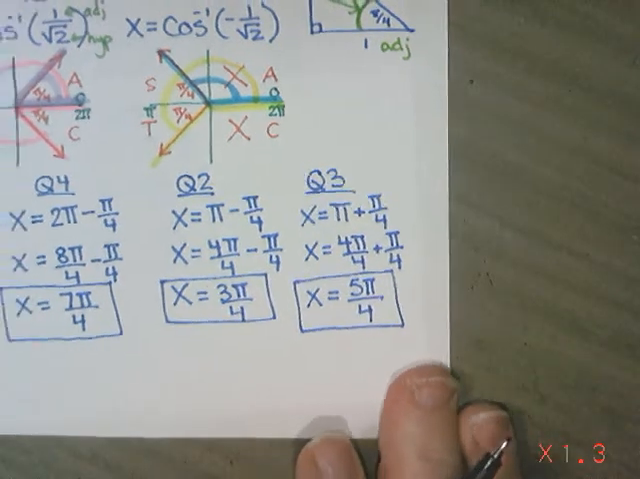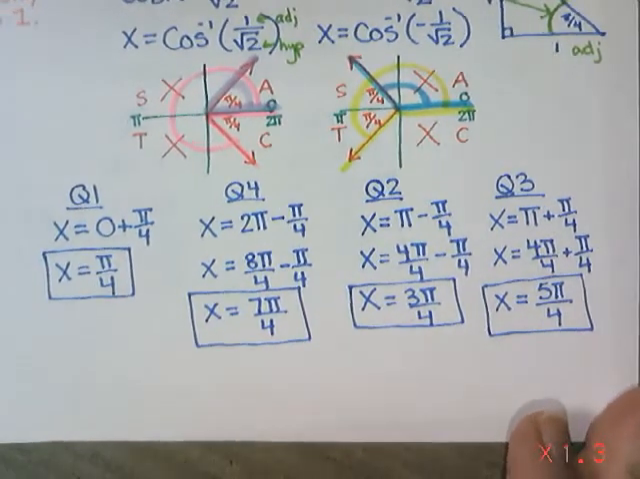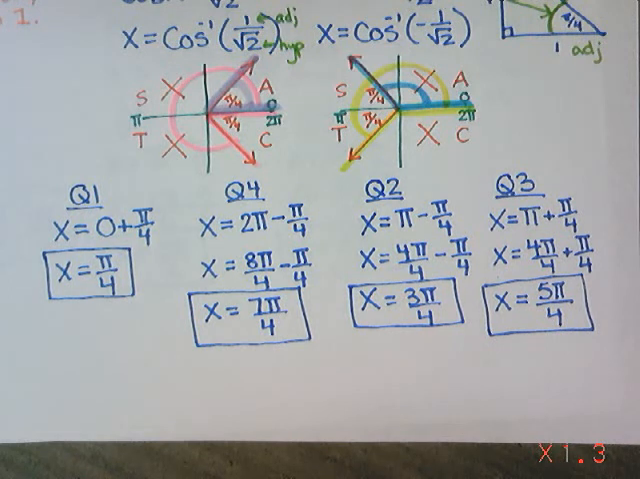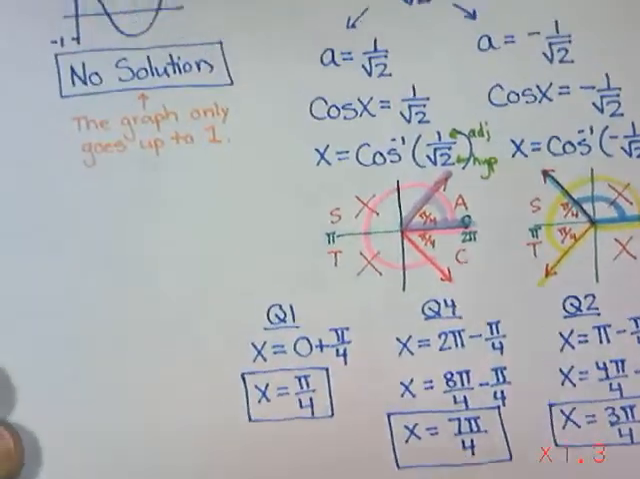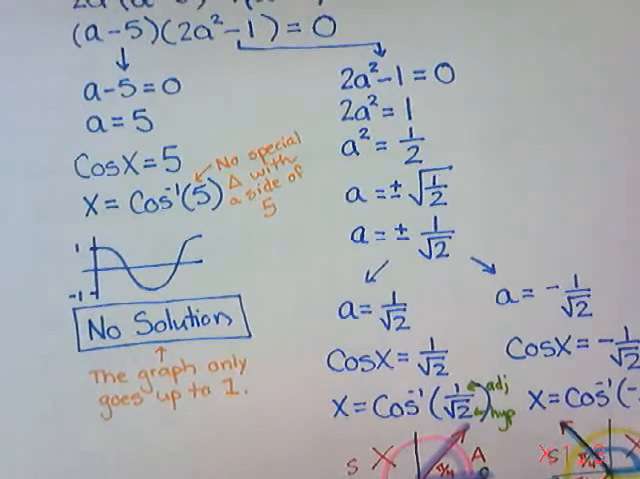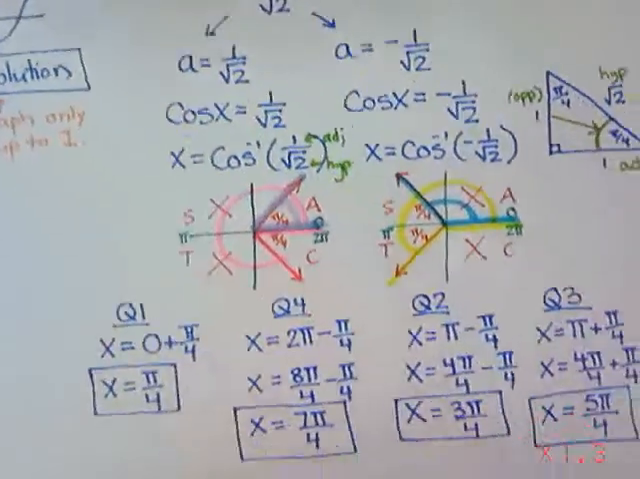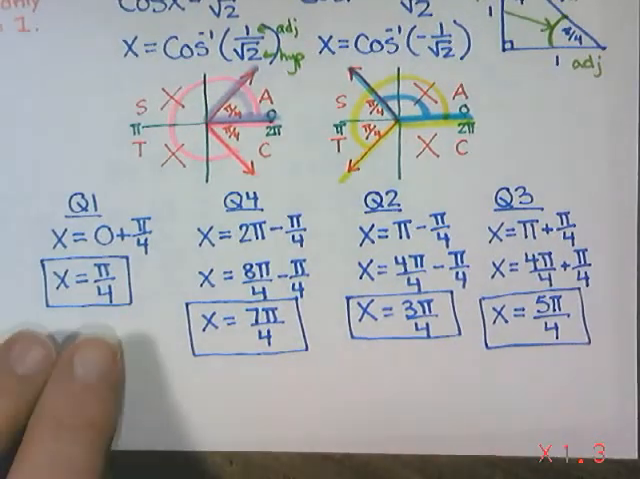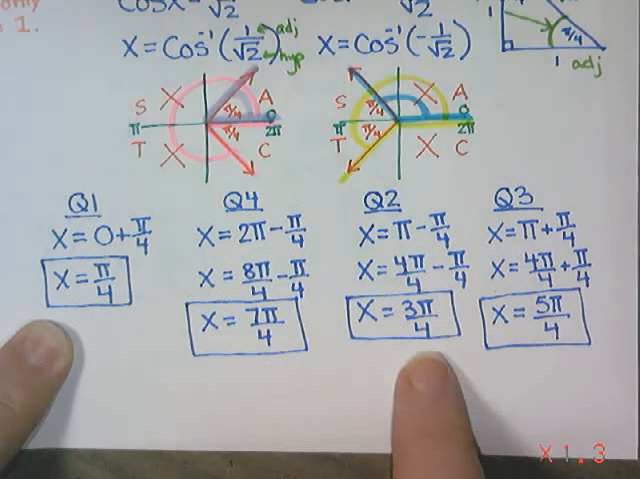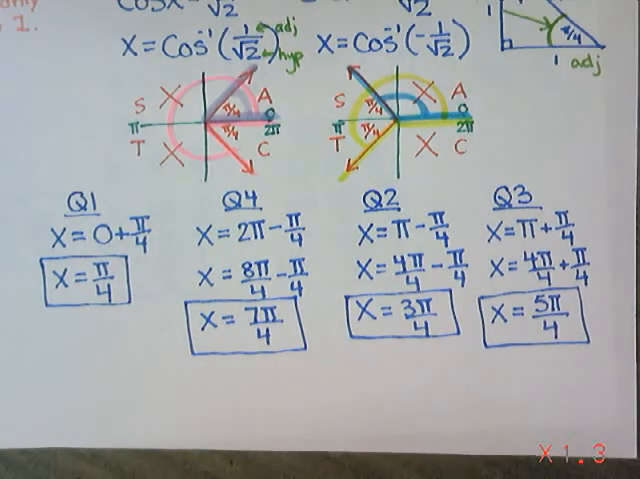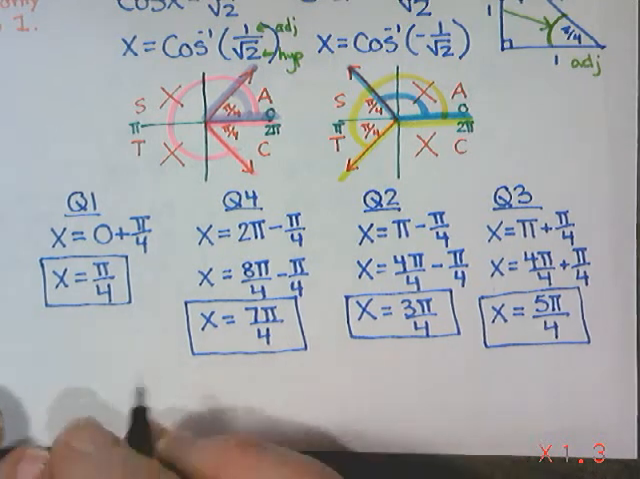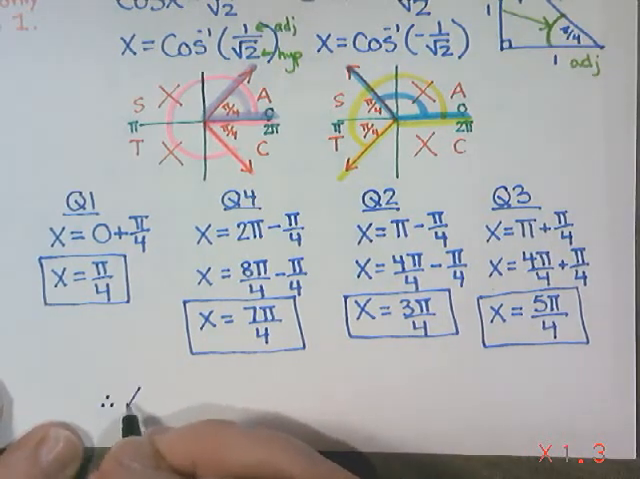Whew, that was a lot of work. All right, so I have 4 different angles that came from that second bracket of 2a squared minus 1. And I have no solution that came from my first bracket because the number was too big for the cosine graph. So this part had no solution, so I don't have to worry about it. And then this part down here, we had pi over 4, 7 pi over 4, 3 pi over 4, and 5 pi over 4. So I am going to finish up just by saying, therefore, x equals.